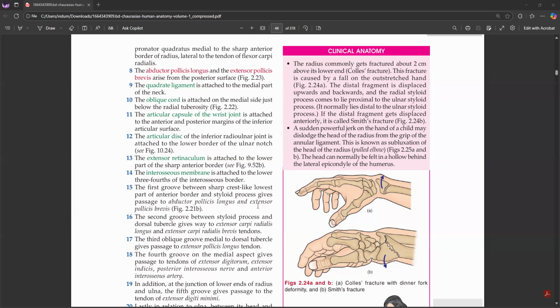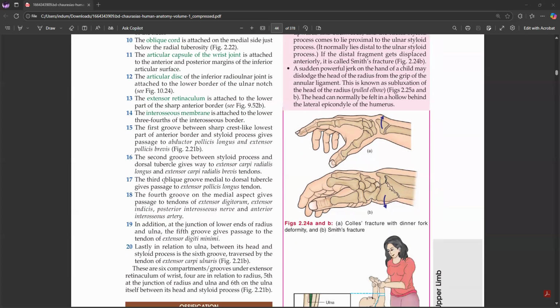articular surface. Number 12. The articular disc of the inferior radio-ulnar joint is attached to the lower border of the ulnar notch. See figure 10.24. Number 13. The extensor retinaculum is attached to the lower part of the sharp anterior border. See figure 9.52b. Number 14. The interosseous membrane is attached to the lower 3/4 of the interosseous border.